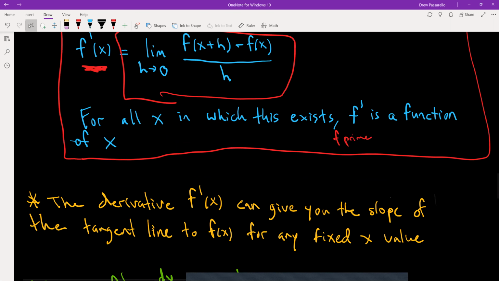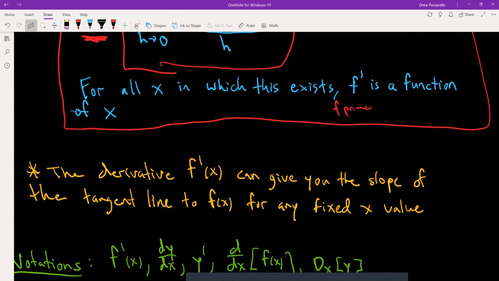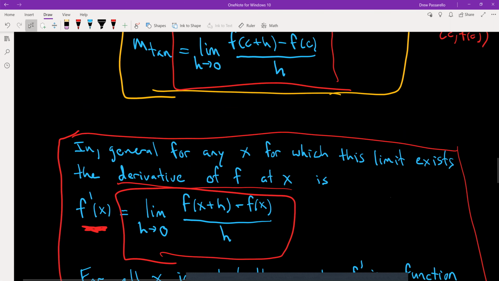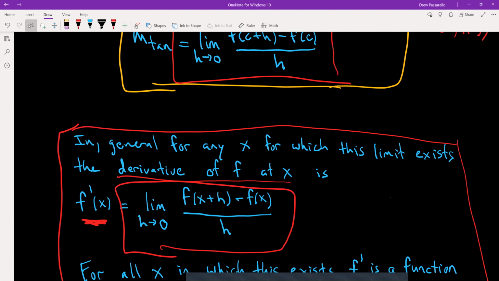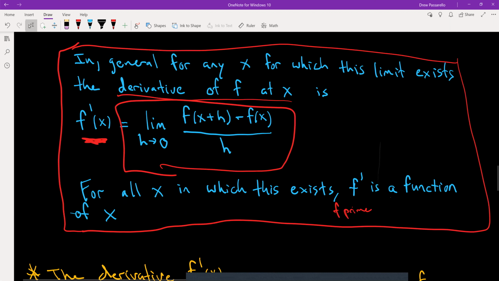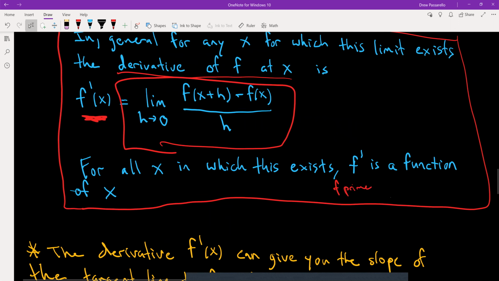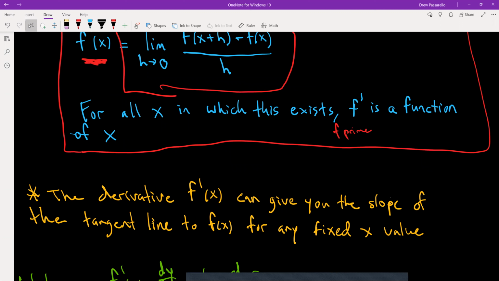And so the derivative, f prime of x, can give you the slope of the tangent line to f of x at any fixed x value. All right, and that's because they're pretty much the exact same formulas, just a variable change using x versus c. So if I find the derivative of a function, you can plug in whatever particular x value you're interested in, and that result gives you the slope of the tangent line of the curve at that specific x value.